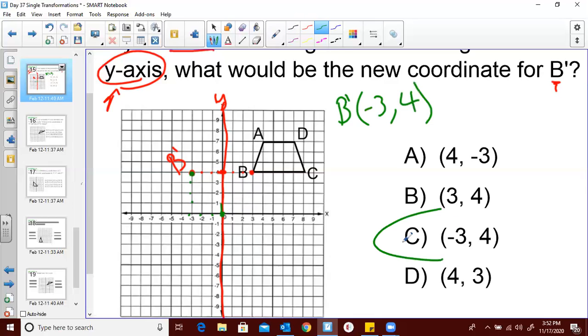So our answer is C. There's some other ways you can figure this out. I think that's the easiest, and I'm going to stick with that.